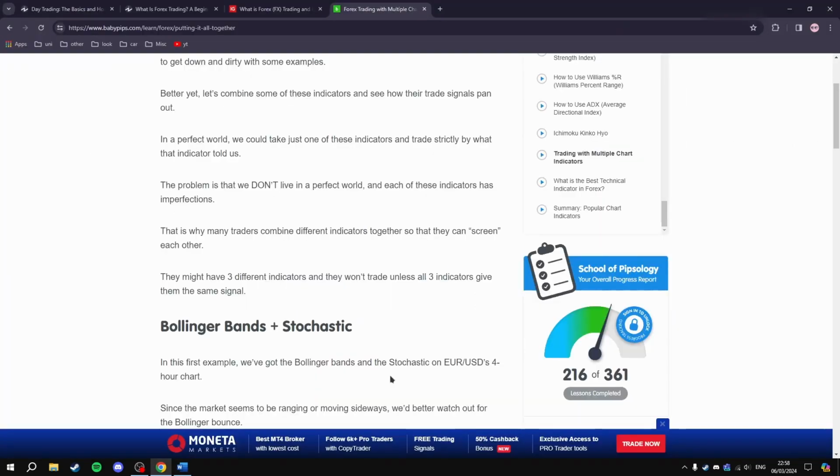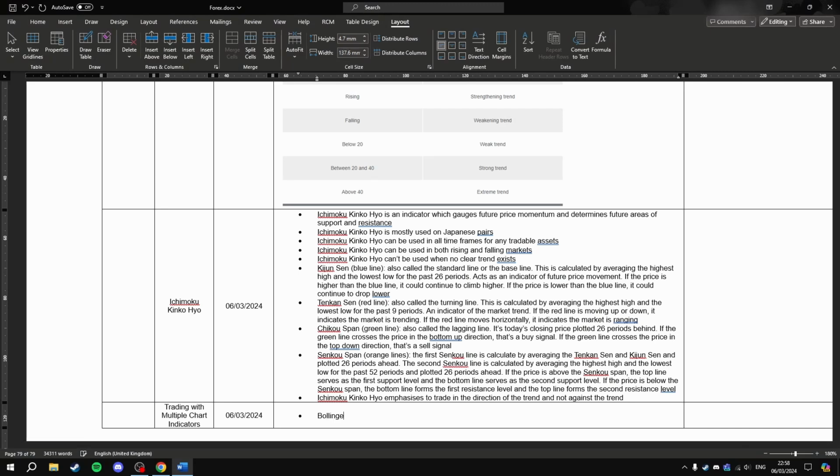So these are the combos to use: Bollinger Bands plus Stochastic.